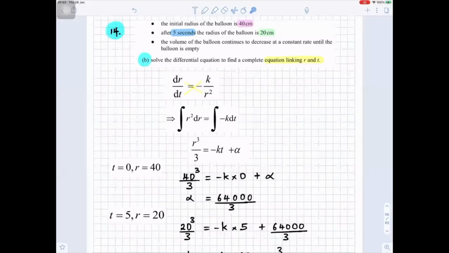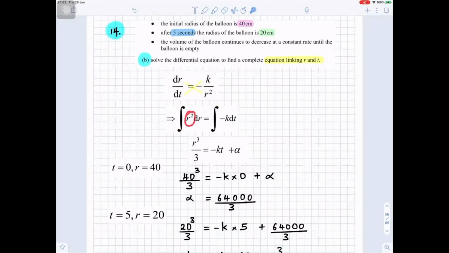Question 14 B: solve the differential equation to find a complete equation linking r and t. So we want to solve this differential equation, dr over dt equals minus k over r squared. We do it by separation of variables. So we can cross multiply: r squared dr equals minus k dt. And we put the integral sign.